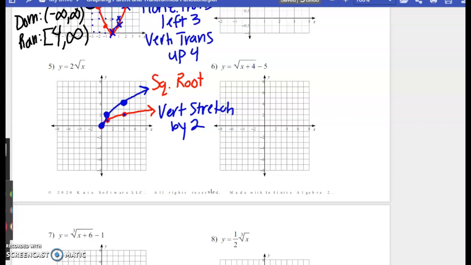Domain, this function, its furthest left point is at 0 right here. So it starts at 0 and it goes right forever to infinity. And the range, the lowest point, is also 0. And it's going to go up forever to infinity.